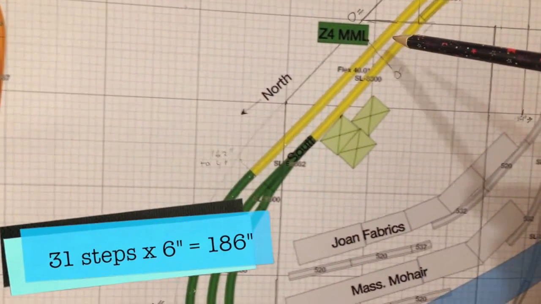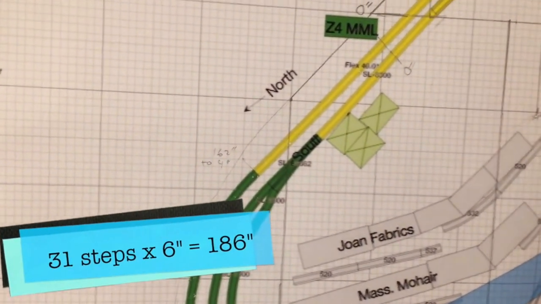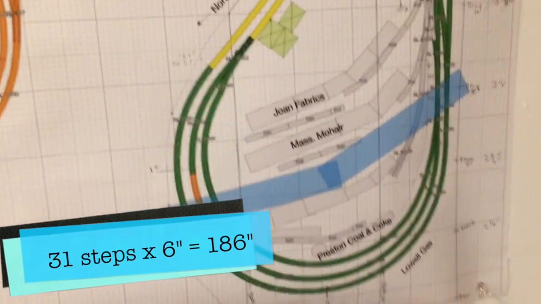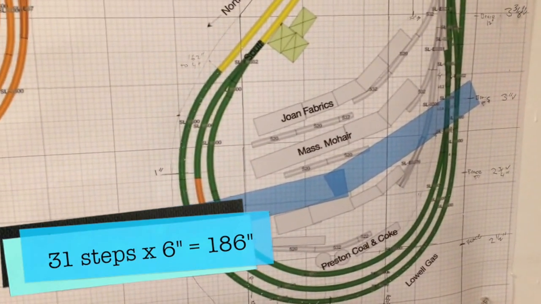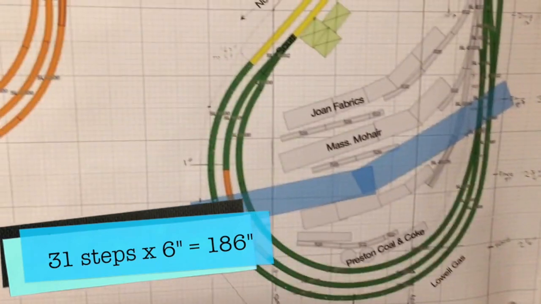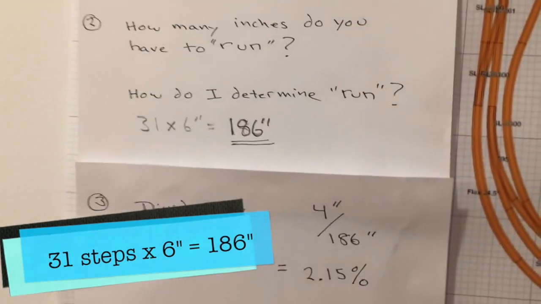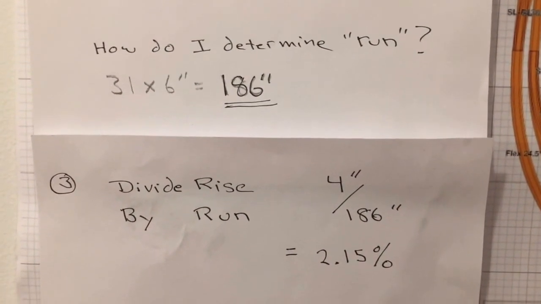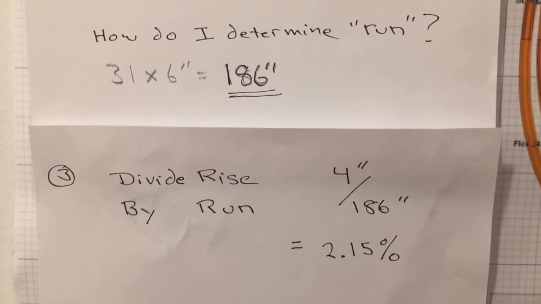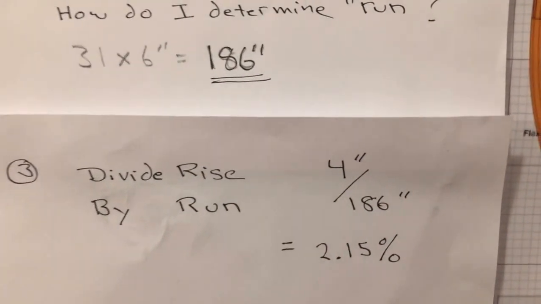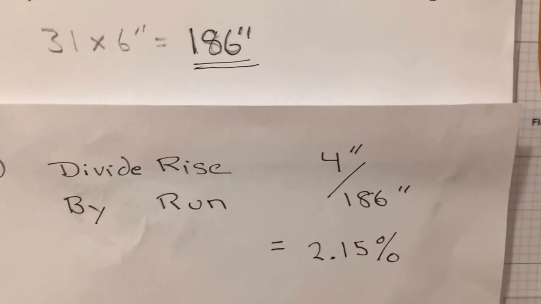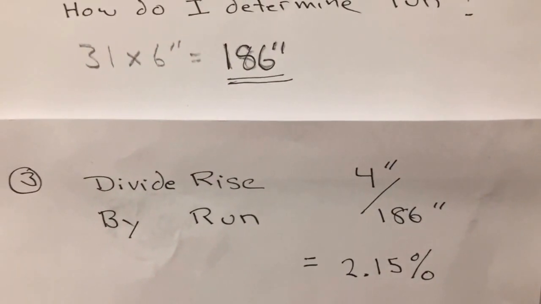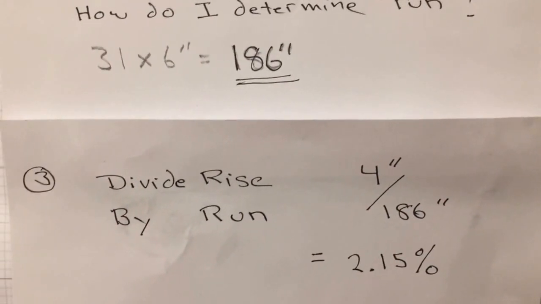So if I take 15 and 16 and add them together, that comes to 31, and then you multiply 31 by 6 inches, because that's what the compass was set to. That's 186 inches. So if we move over here and take a look at the math, my run is 186 inches. If I divide my rise of 4 inches by 186 inches, I come out with a 2.15% slope, slightly over a 2% slope.